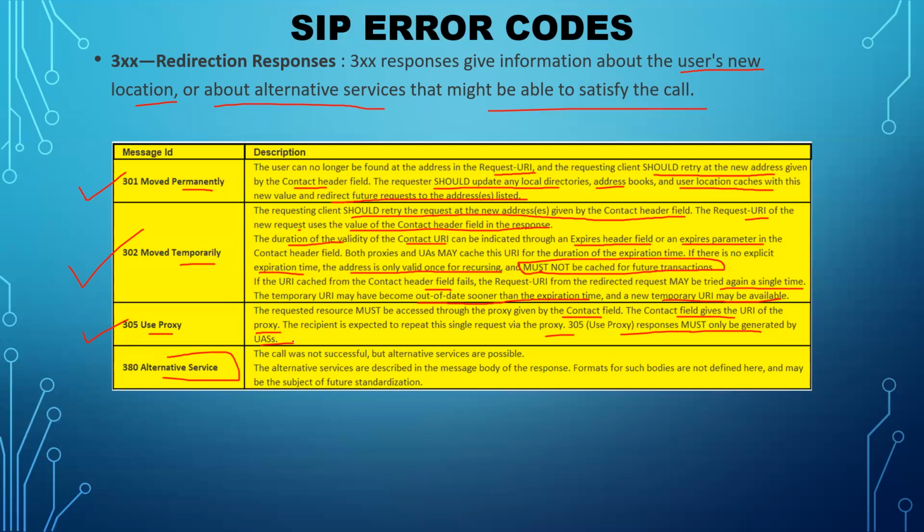It's not much. Then we have 380 Alternative Service. What that means is the call was not successful, but alternate services are available. So the first time, the call is not successful, but it is saying we have alternate options as well. Those alternate services are described in the message body of the response. There will be a 380 Alternative Service response that contains a message body showing the alternate services. The format for such bodies is not defined here and may be the subject of future standardization, right?